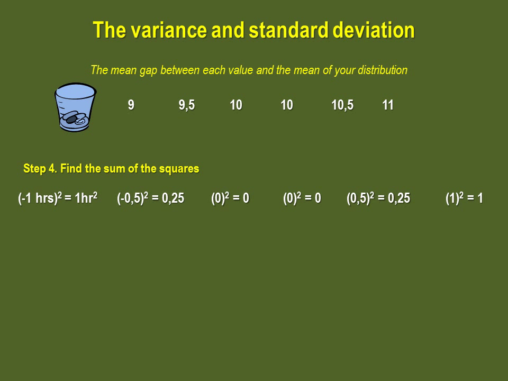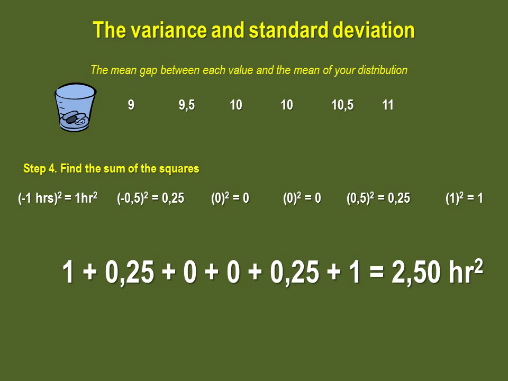Step 4 is to find the sum of the squares you just did in step number 3. So if we add all of the squares we had in step number 3, we come up with a total of 2.5 hours squared. If you had not squared in step number 3, this sum would have been equal to 0. You can try it here if you don't believe me, but you can also try for any other distribution.